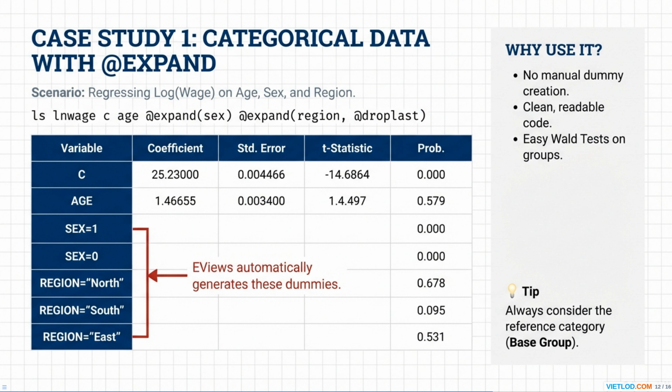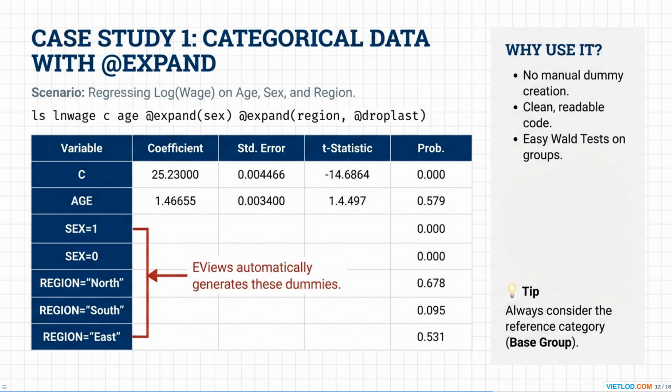Let's look at a practical example. Suppose we want to model the logarithm of wages based on age, sex, and region. Sex and region are categorical variables. Instead of creating dummies manually, we use the command ls ln wage c age @expand sex @expand region @droplast. The @expand sex creates dummies for each category in sex, and @expand region @droplast does the same for region but drops the last category to serve as the reference group, thus avoiding the dummy variable trap.